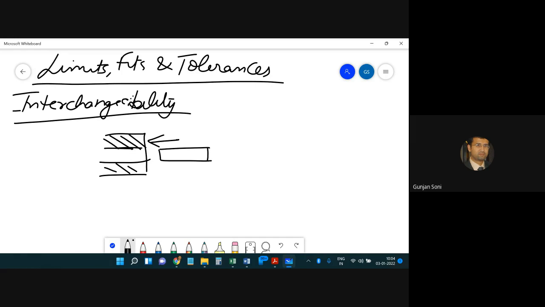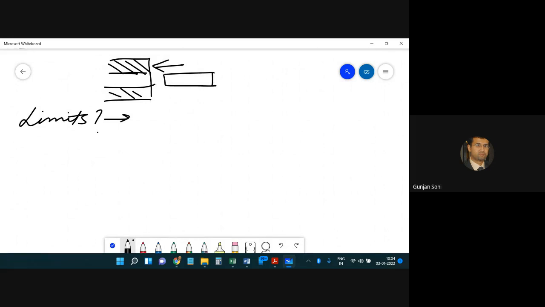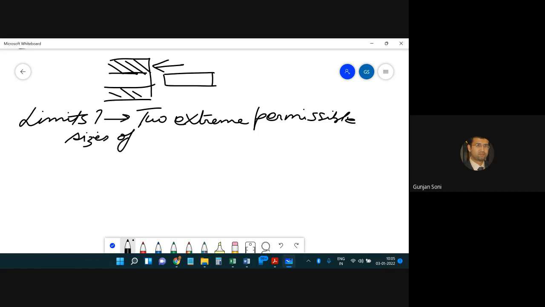So what are limits? What are limits? From the interchangeability point of view, we can define limits as two extreme permissible sizes of a part between which the actual size is contained.